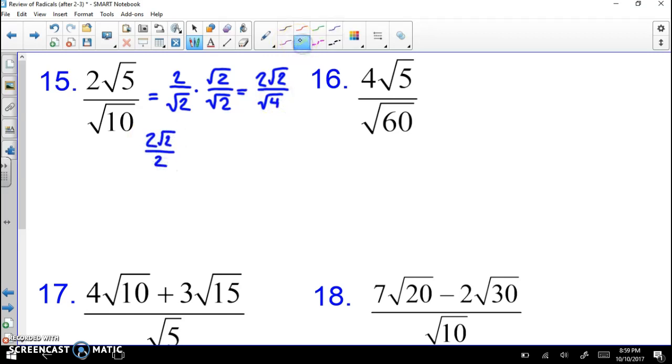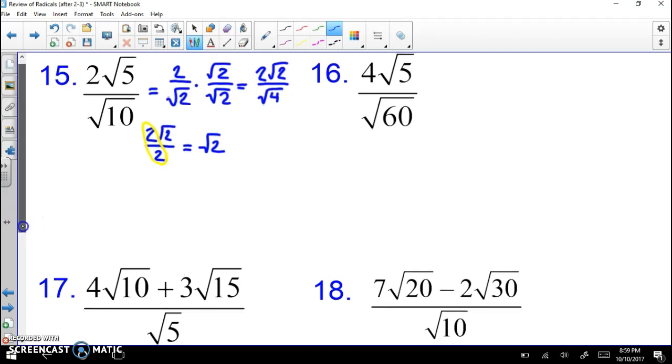This is an example where we can actually go an extra step, because we have an integer of 2 in our numerator over an integer of 2 in our denominator, which will simplify to 1, leaving us with just 1 square root of 2. At this moment, if you would like to pause to complete example 16, I'm going to talk about the last section in this rationalizing denominators section.